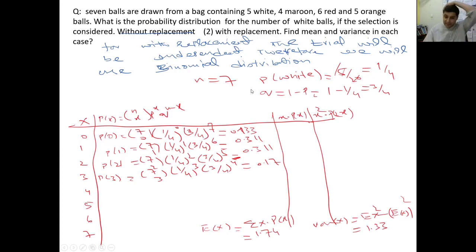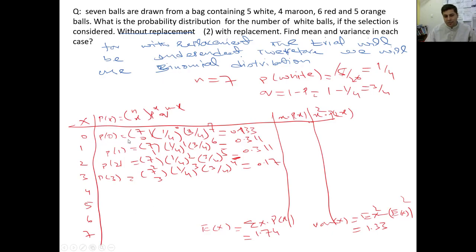Failure, if among the 7 it is not a white ball, is 1 minus the probability of a white ball: 1 minus 1 over 4, which is equal to 3 by 4. You know this very well, because in my previous lecture I discussed the binomial distribution in great detail. The probability distribution function of binomial is nCx p^x q^(n-x). So now we will construct the probabilities.